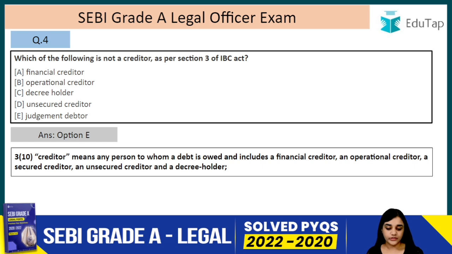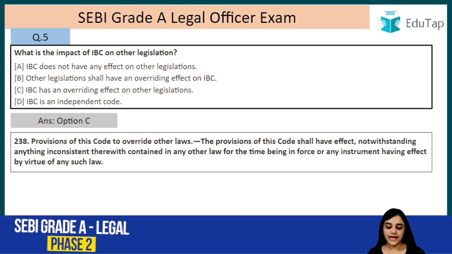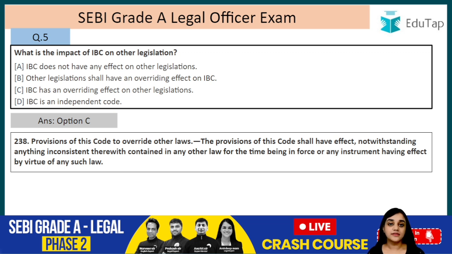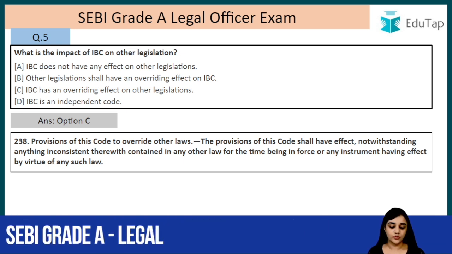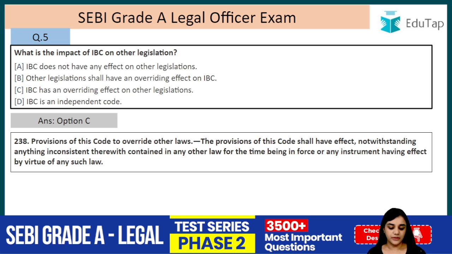Alright, moving on, question number 5. What is the impact of IBC on other legislation? The answer is C. IBC has an overriding effect on other legislations, right? So what does that mean? That if there is an inconsistency between another law and IBC, the IBC is going to prevail. So the provisions of this code shall have effect notwithstanding anything inconsistent therewith contained in any other law for the time being in force or in instrument having effect by virtue of such law.